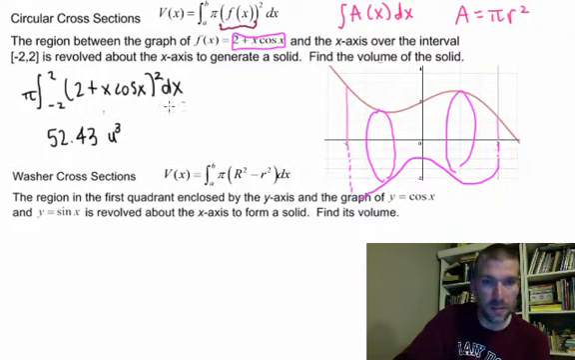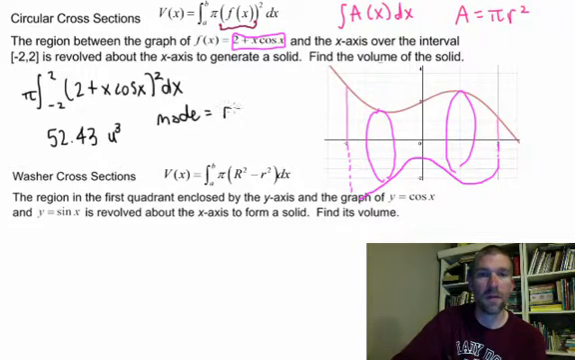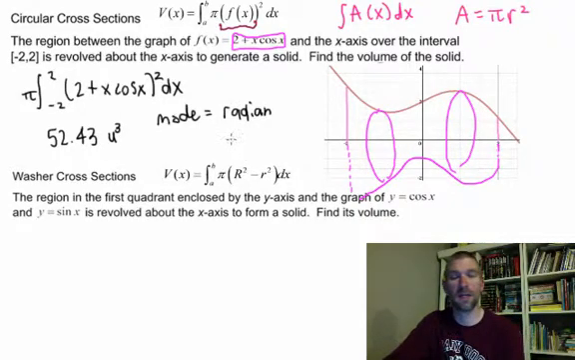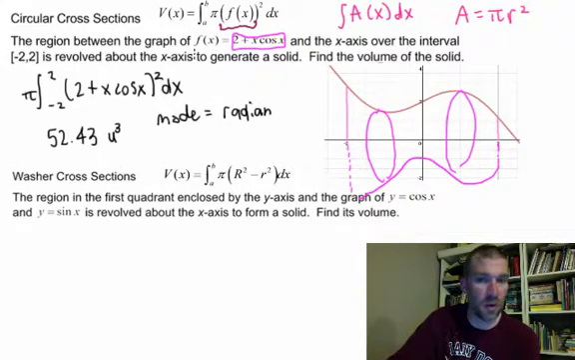52.43 units cubed. Now, make sure that on your calculator for your mode that you are in radian mode. If you're in degree mode, then this will come up with a really wacky, weird number. Okay? So don't let this be hard.